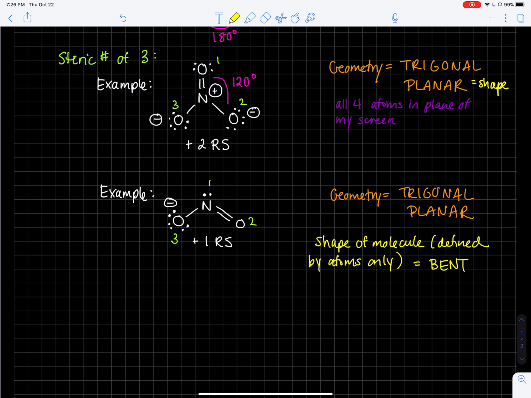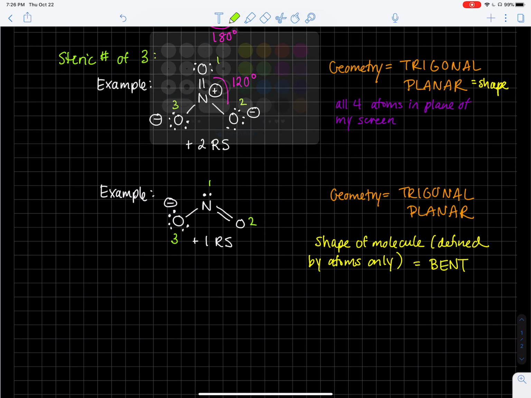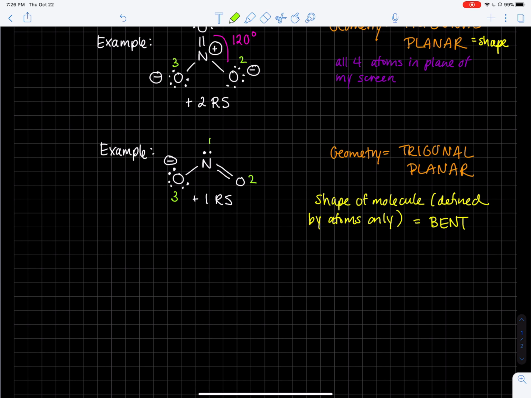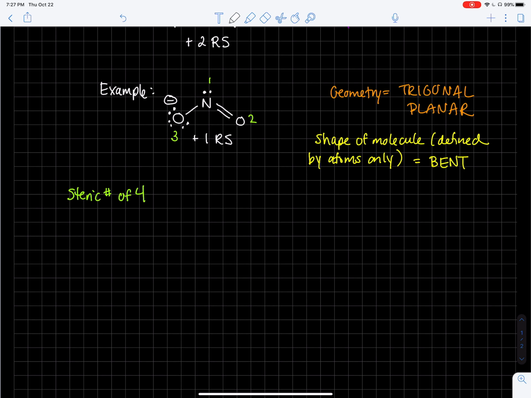You'll, I'm sure, talk about this more in class. In fact, once you start adding lone pairs, the angles aren't exactly the pure 120-degree angles, but I will leave that to your lecture. Okay, so steric number of 4. So we'll start with the first example, that is all atoms.